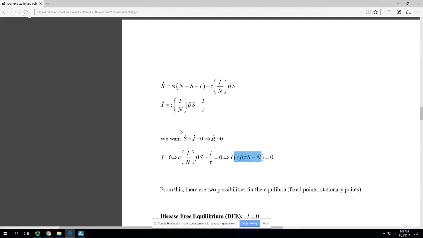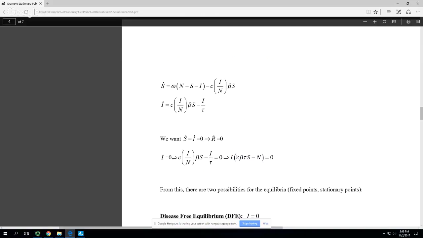So again, we said, look, we want S dot and I dot to be zero. And we started solving this one just because it was a bit easier. We could factor I out of it. So we dealt with this case for I. What's the other possibility by which this could equal zero? If what equals zero?